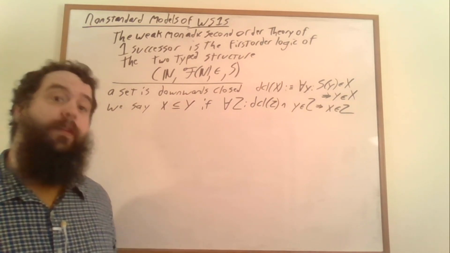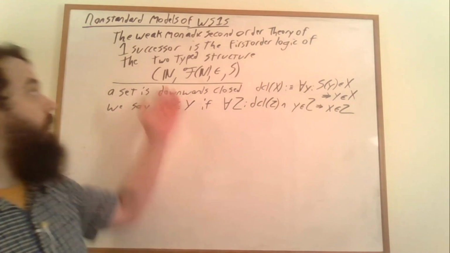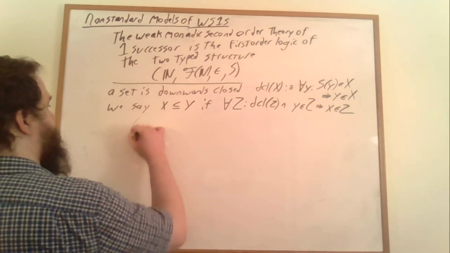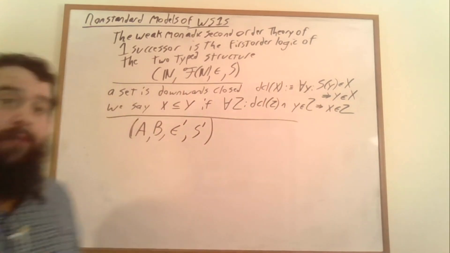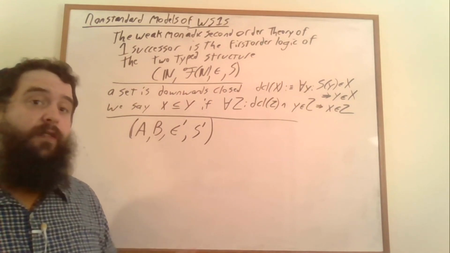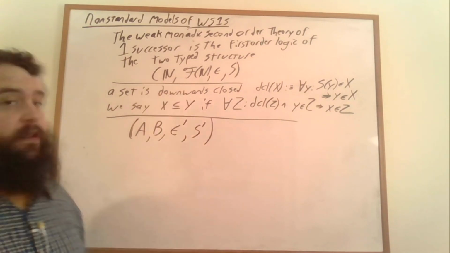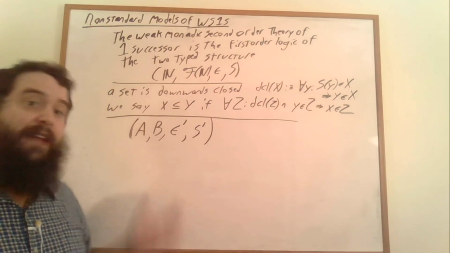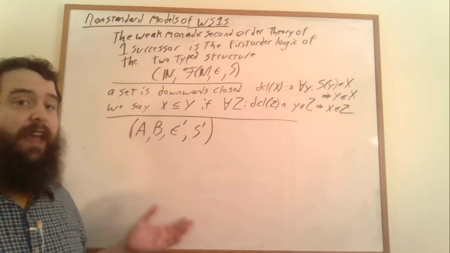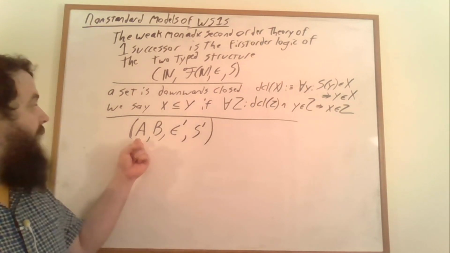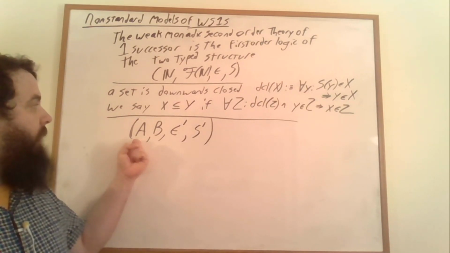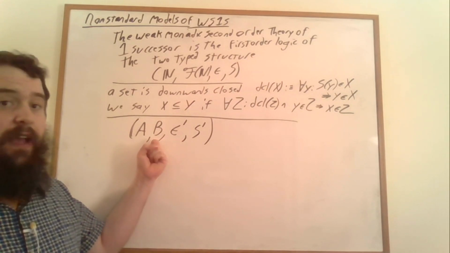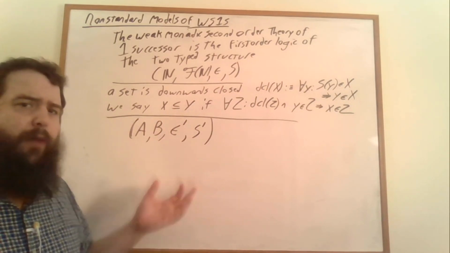So let's say that we have some non-standard model of this structure here. The compactness theorem gives us tons of non-standard models of this particular structure, and in fact pretty much any infinite structure. And initially, there's not much that we can say about this structure. It's going to have a collection of objects of the first type and a collection of objects of the second type, and these can be arbitrary collections.